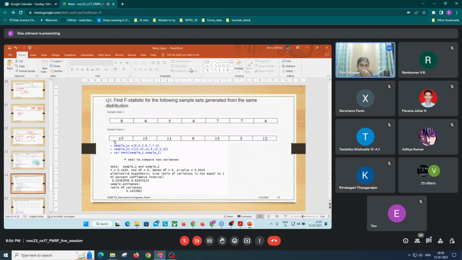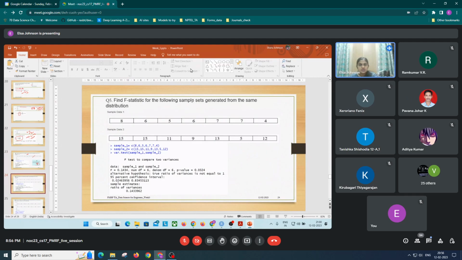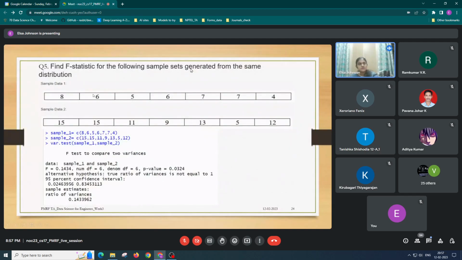Now next one. Sorry, was it the fourth one we have seen? Yeah. So find the F statistic for the following sample sets generated from the same distribution. Can you tell me why the F statistic was created here? What difference happened here? Do you have the population mean here? Mu is not available.